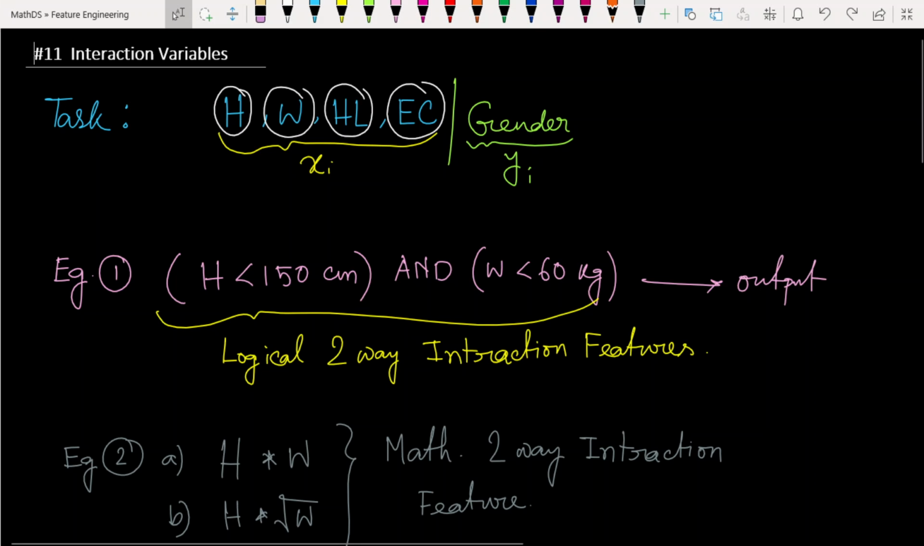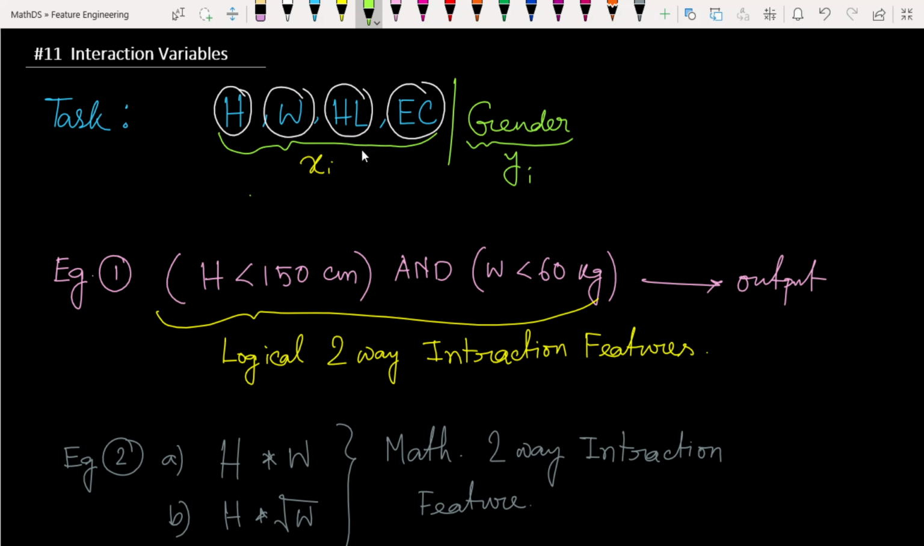So let's say the interactions variable. It will be better if we just start and try to understand this concept of the interactions variable through these tables. Suppose in this table we have four features of a particular data set. The features are height, weight, hair length, and eye color.